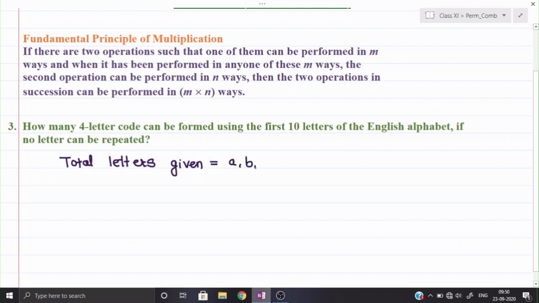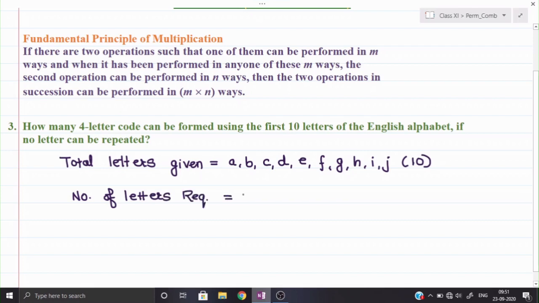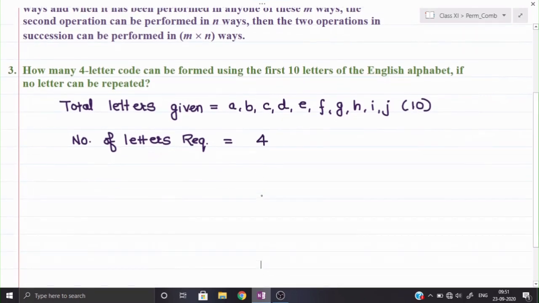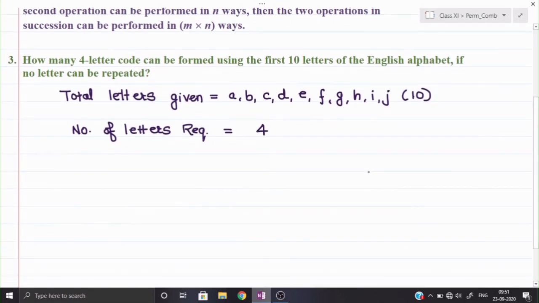So A, B, C, D, E, F, G. How many are there now? 3 plus 2 is 5, plus 2 is 7. 3 more: G, H, then I, and the last one is J. The total number of letters here is 10. And the number of letters required is 4, because we need to generate a 4-letter code, and one condition is given in the question that we cannot repeat any letter.